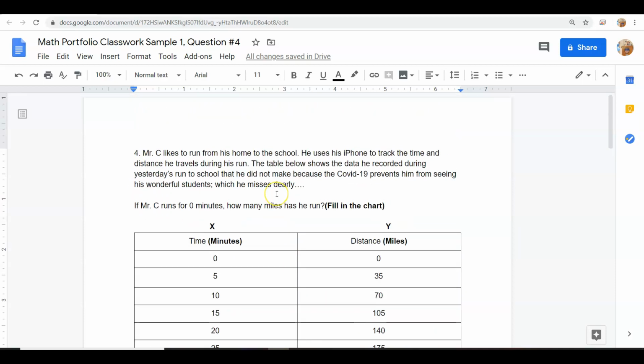Now, for this problem, let's read it together. This problem says that Mr. C likes to run from his home to the school. He uses his iPhone to track the time and distance he travels during his run. The table below shows the data he recorded during yesterday's run to school that he did not make because the COVID-19 prevents him from seeing his wonderful students, which he misses dearly.